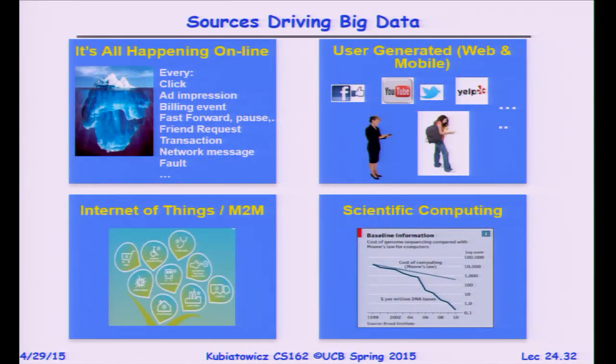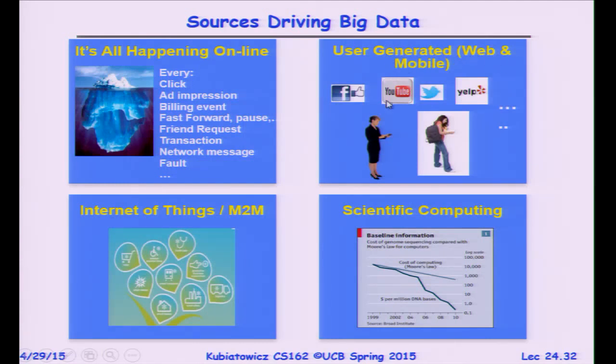There are many sources driving big data, but most of it is online, it's all about the network. If you think that you're off the grid, you're not, because every click, ad impression, billing event, fast forward, pause, friend request, transaction, network message, fault, all of this stuff is recorded for all time. Okay? Don't do it online if you don't want to see it again.